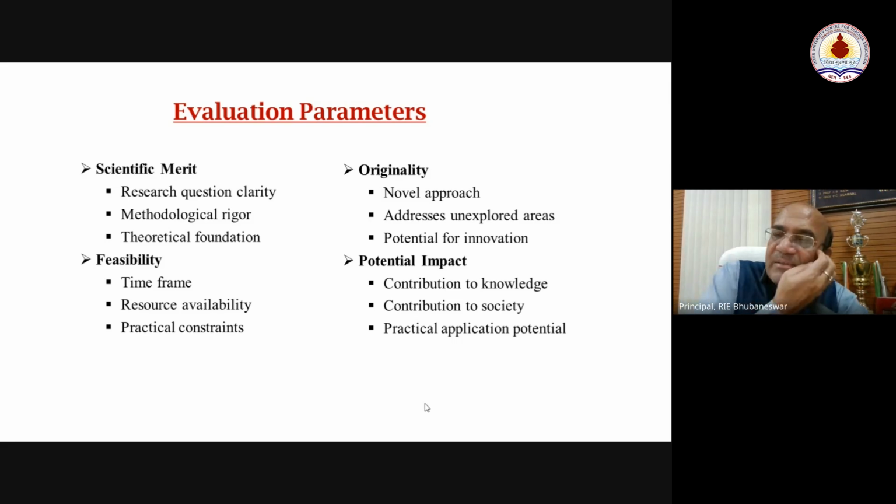Then originality, because nowadays even in a thesis, this type of certificate we have to attach, that our research work is novel and original. So originality is to be there, because unless an original outcome, original research is there, it is of no use. I think nowadays people believe in the number of publications. The number of publications is not important. The quality of publications is important.